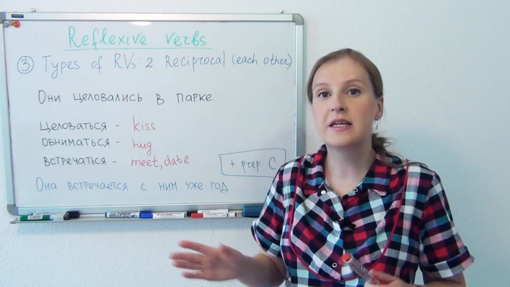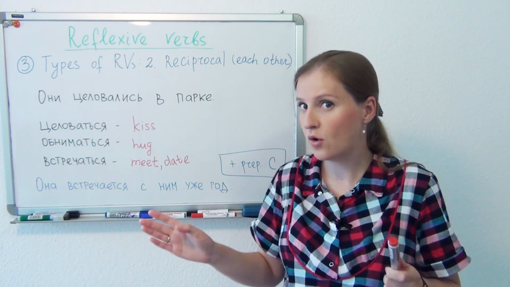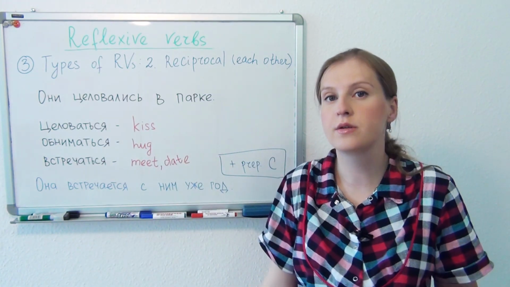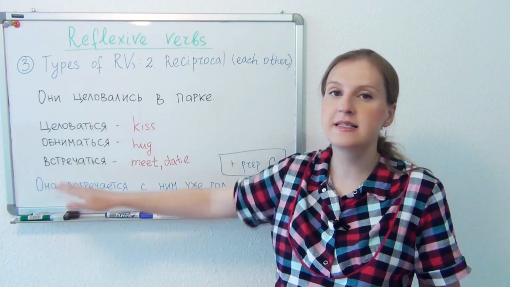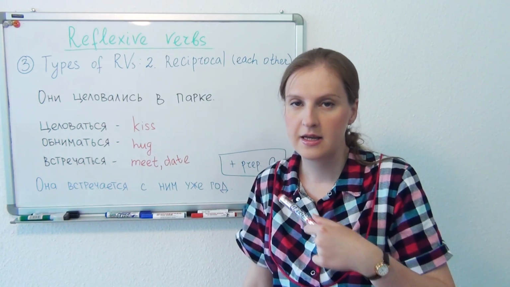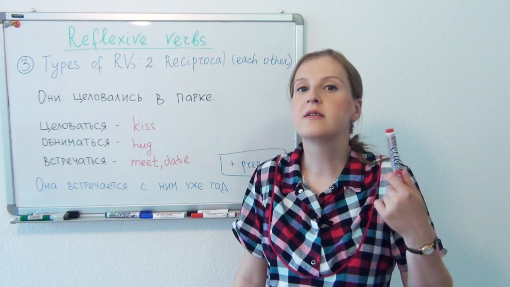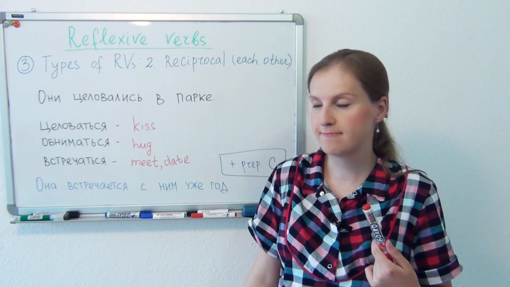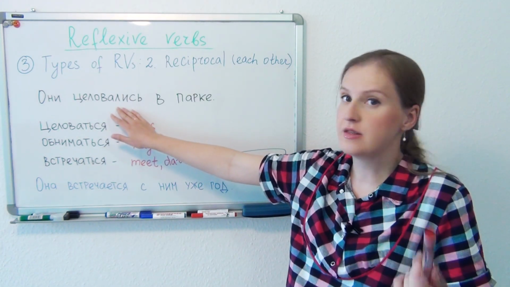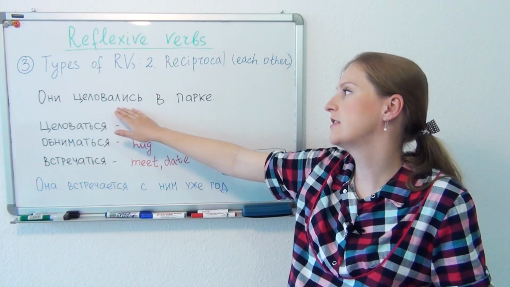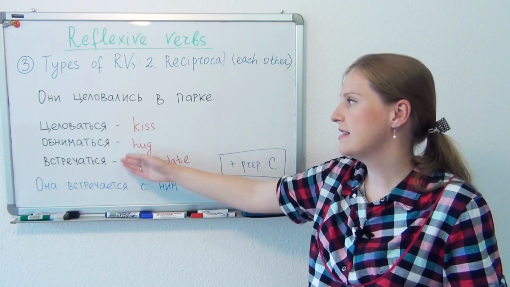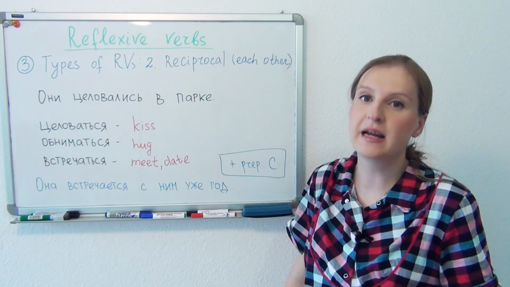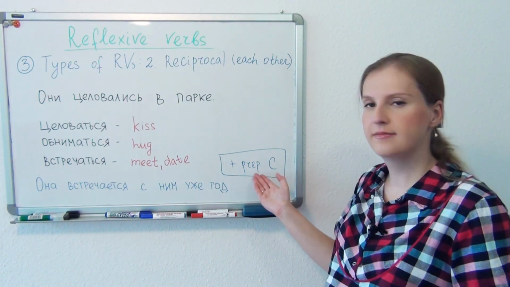Do not forget that we can change reflexive verbs quite often into usual verbs by removing the suffix ся or сь. For example, we can say целовать, to kiss somebody. But in this case, we use an object. We need to say who we kiss. While in this sentence, there's no object. Они целовались в парке. Also, using these verbs, you can have an object, but indirect, with the preposition с.